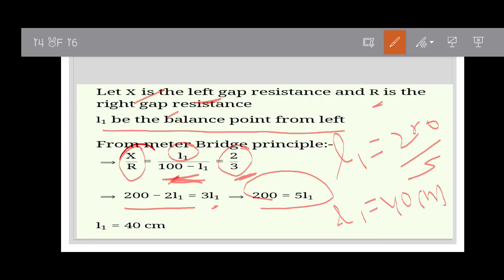Here given that left gap by right gap equals 2 by 3, but left gap by right gap equals L1 by 100 minus L1. Equating this, L1 by 100 minus L1 equals 2 by 3, we get L1 equals 40 centimeters.